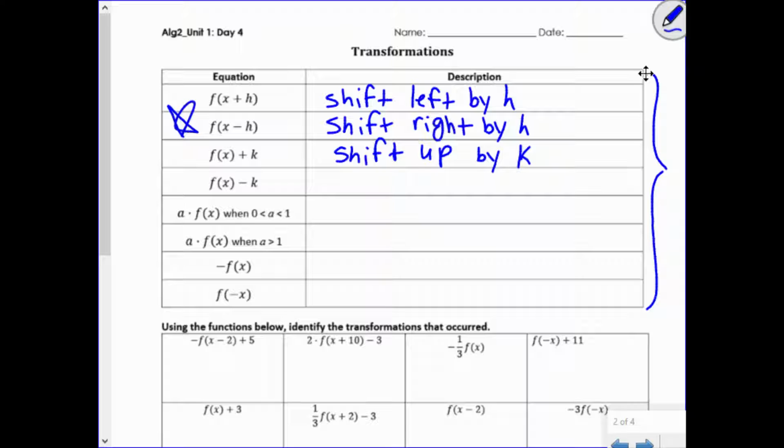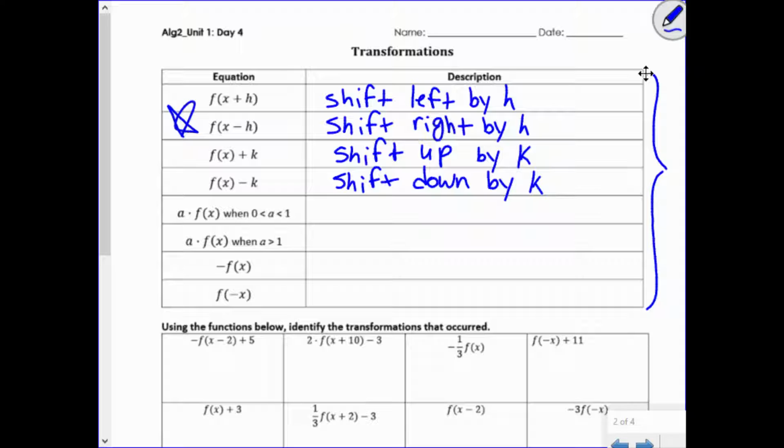What do you think would happen if you were subtracting at the end? So shift down. So when it's inside of the parentheses, inside of the function, you have to reverse it. But if it's outside, you can leave it the way you would normally expect. So add k to the end is up, subtract k to the end is down. Okay, so that's your translation.